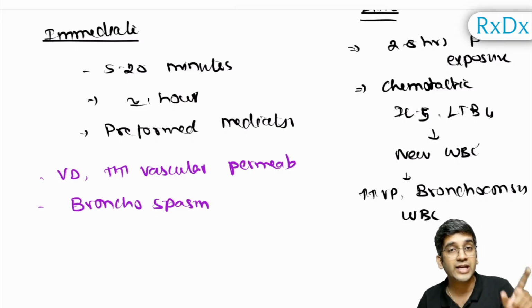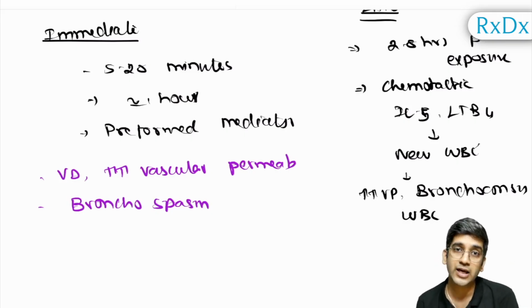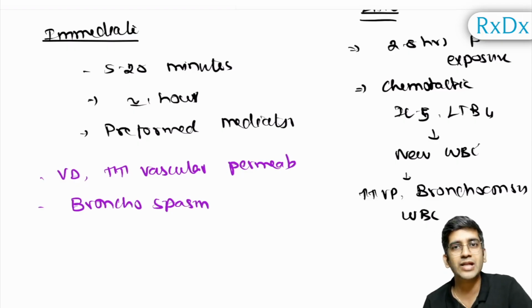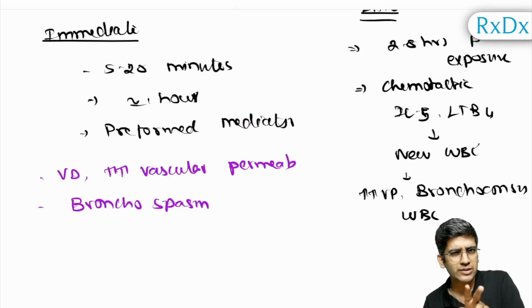This happens during every type 1 hypersensitivity, an immediate response and a late phase response. Same for asthma, same for allergic rhinitis, same for everything. So what are the examples? Pathogenesis might vary slightly.